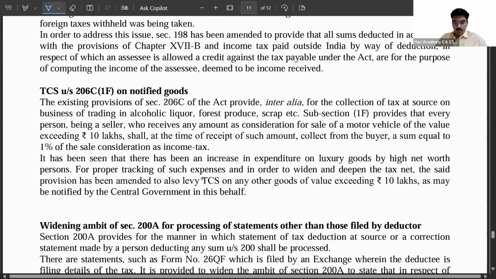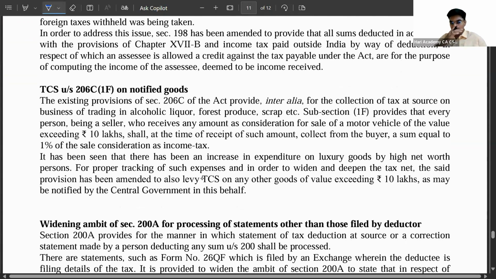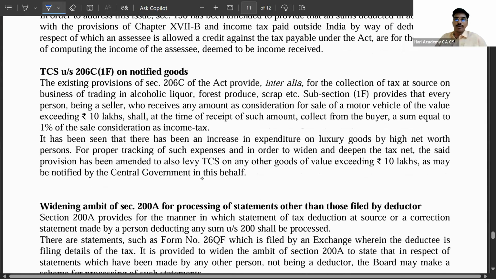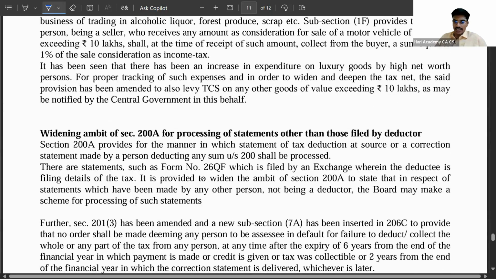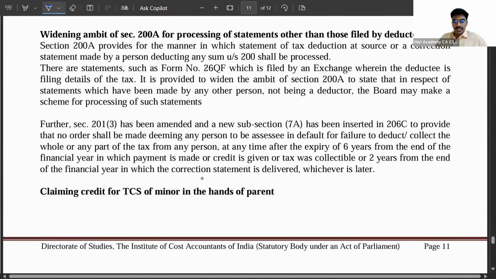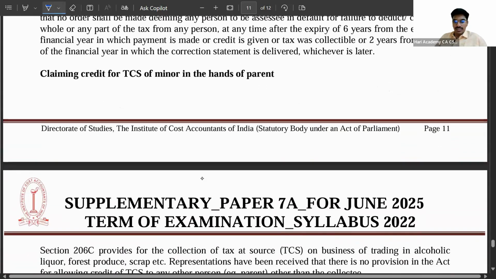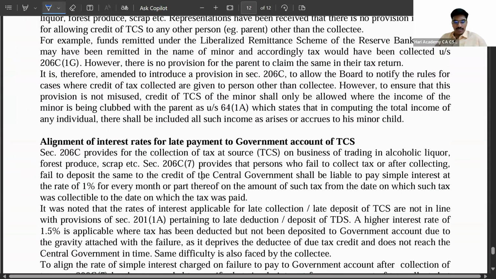Next is 206C(1F) on notified goods. They said that in case of certain goods, if your purchase value is going to be more than 10 lakhs, you have to collect TCS. And this widening of the ambit is very procedural. This is again procedural, there is not much change.